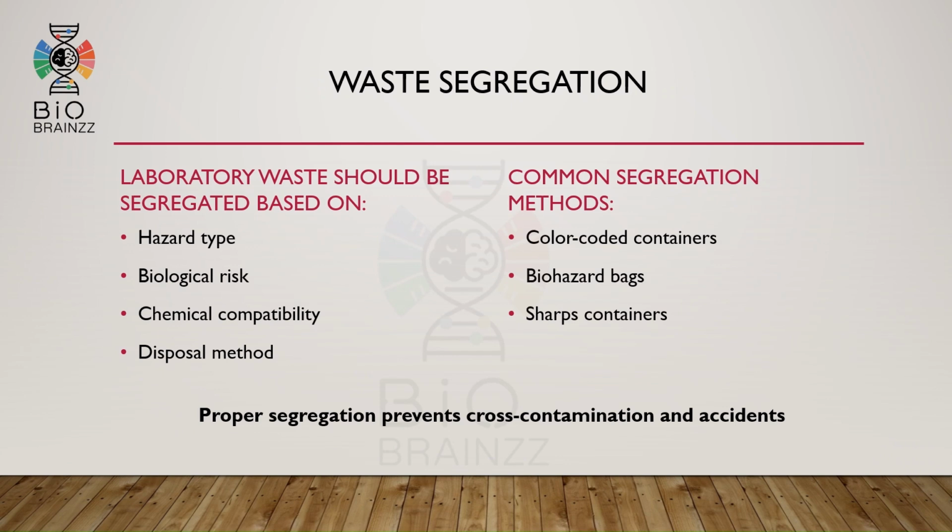Laboratory waste should always be segregated properly based on hazard type, biological risk, chemical compatibility, and disposal methods. Different segregation systems are used, such as color code containers, biohazardous bags, and sharps containers. Proper segregation prevents cross-contamination, reduces accidents, and improves safe disposal practices.